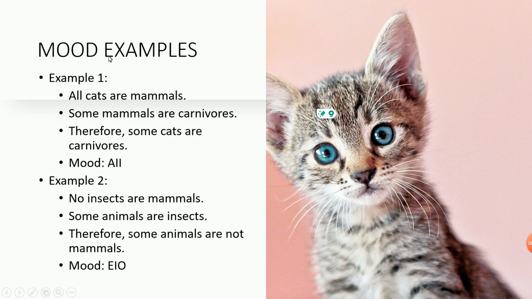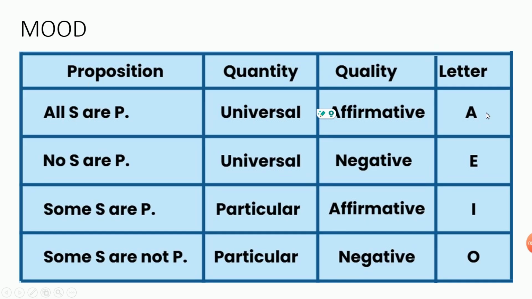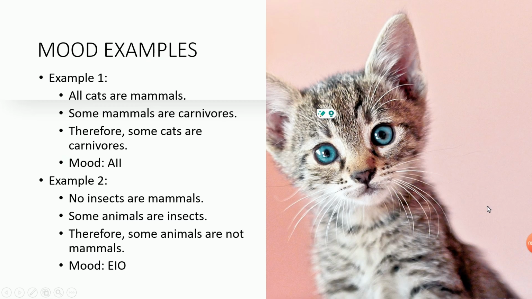Next, here I have given examples. First example: all cats are mammals. Some mammals are carnivorous. Therefore some cats are carnivorous. See here, the first statement has "all", so that is A. The second, some mammals are carnivorous, is particular affirmative, that is I. Therefore, some cats are carnivorous, again I. So that's what they have given here: A, I, I, based on the letters.